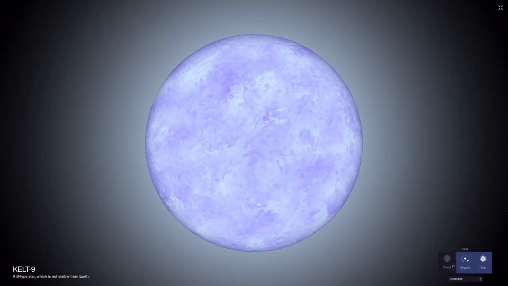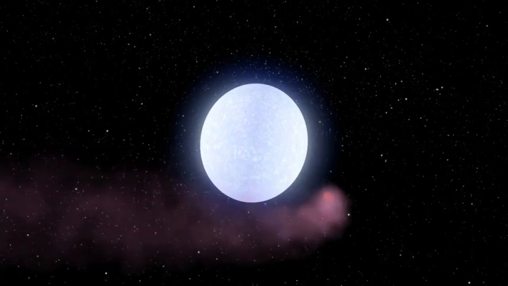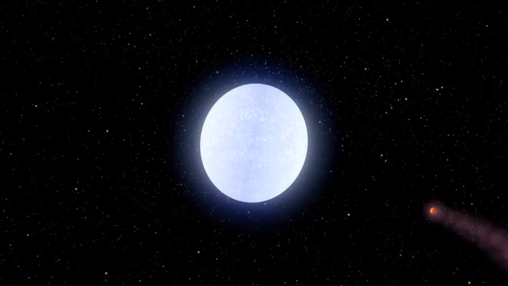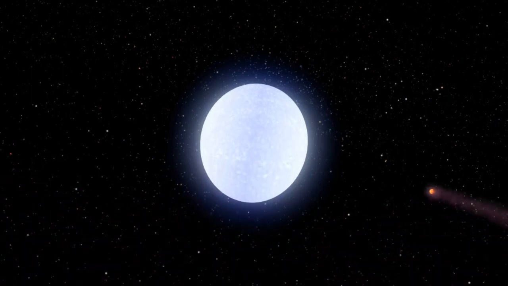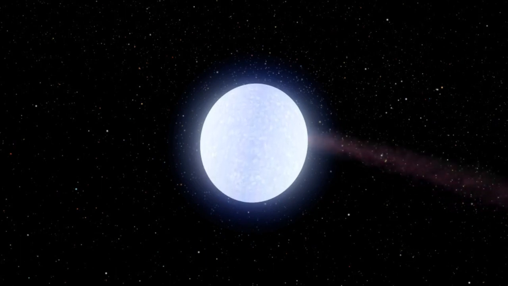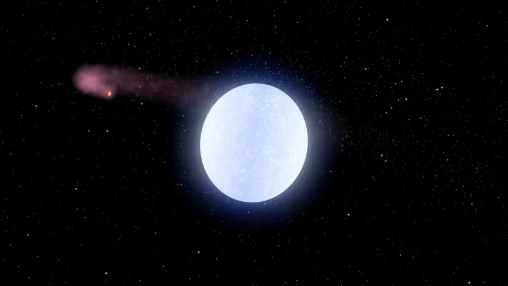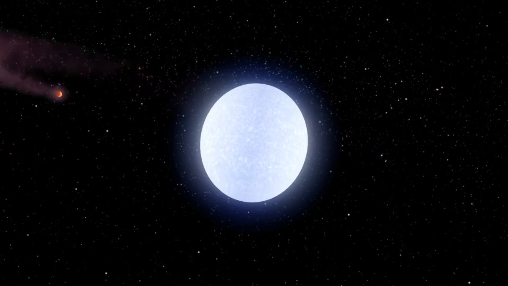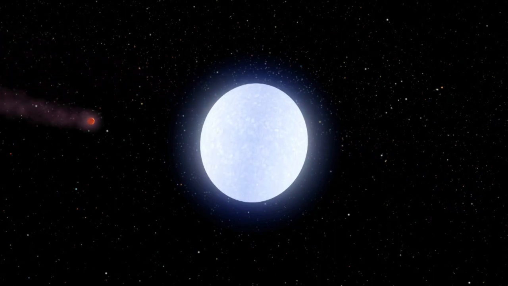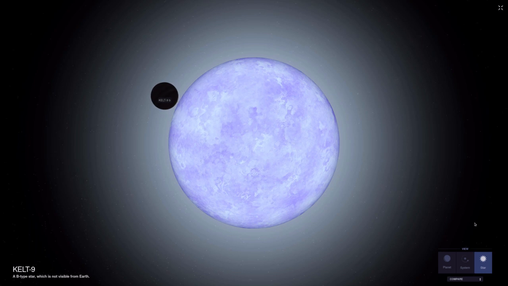KELT-9b is so close to this star that it is in the vicinity of the so-called Roche lobe. This is the area beyond which a planet cannot be stable and is torn apart by the tidal forces of the star. It has been estimated that the planet has a temperature of 4,600 Kelvin. This is so hot that astronomers have found traces of iron and titanium in the form of gas in its atmosphere. And if you are not yet convinced that this is hot, this planet's temperature is higher than that of many stars. In fact, it's hotter than Proxima Centauri.